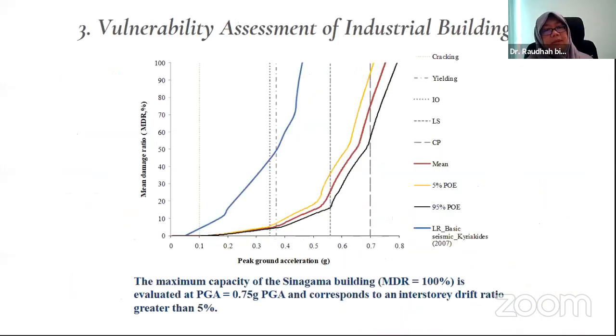Finally, our aim is to come up with the vulnerability assessment where you can come up with the mean damage ratio against peak ground acceleration. Here we could see that at 100% damage, the building has a capacity of 0.75 g. To us in Malaysia, 0.75 g is a very high capacity, because for the earthquake, we could see the demand is just about 0.2 g for the Malaysian case.